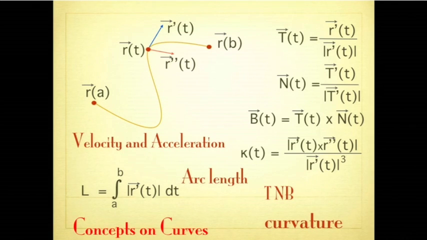You take the speed, that's the length of the velocity, and you integrate that from a to b. This frame is called the T, N, B frame. That's the curvature, and that's the arc length. And I think that's about what you have to know about curves. We will do some problems.